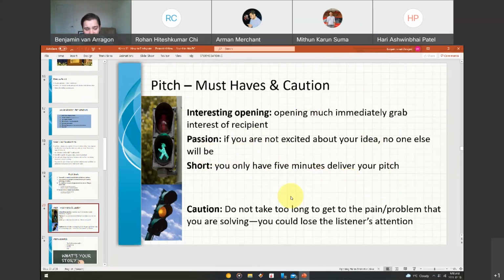One point here: do not take too long to get to the problem that you're solving. She got to the problem within like the first 5 or 10 seconds. That's what you want to address right away. So you want to have your little hook, your little sentence, and then you want to get right into the problem and how you solve it.